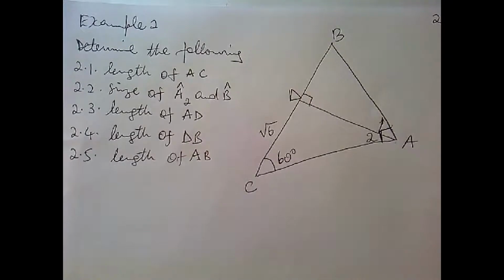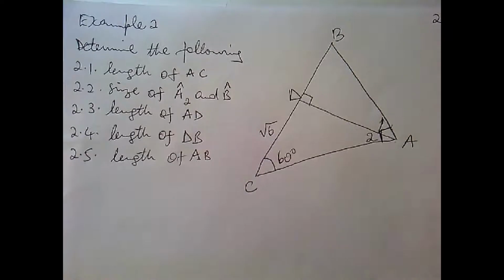Once again, you've got the main triangle ABC, and remember angle BAC is 90 degrees, as well as angle ADB or angle ADC. Each of those, in fact, is 90 degrees. Then you are to calculate the length of AC. That's the first question, the length of AC.